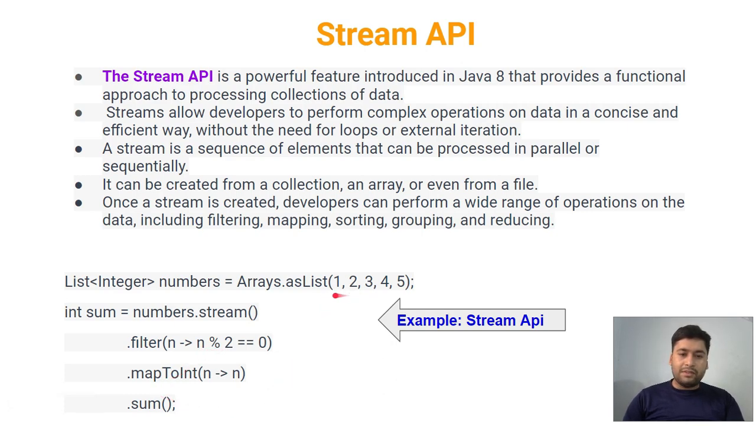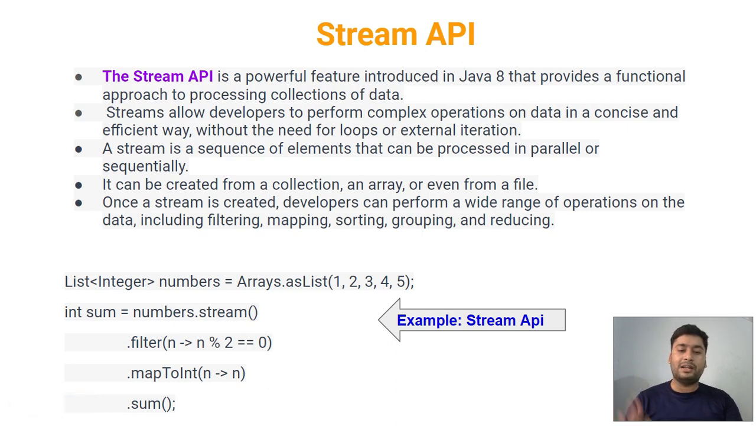For example, we have these numbers, and first we have to do the filter. So what we have done here: we have numbers, and from the numbers we have created one stream with the help of the stream method, and then we have applied the filter. With the filter we can find only the even numbers, the condition being modulo division by 2 equal to 0.